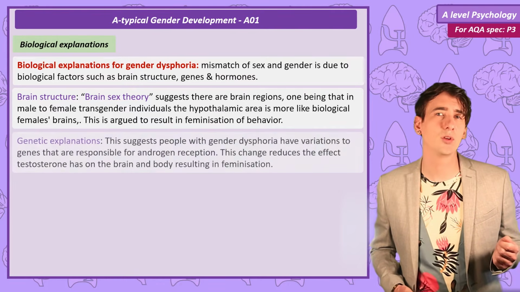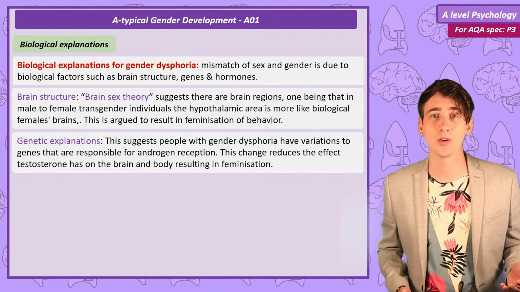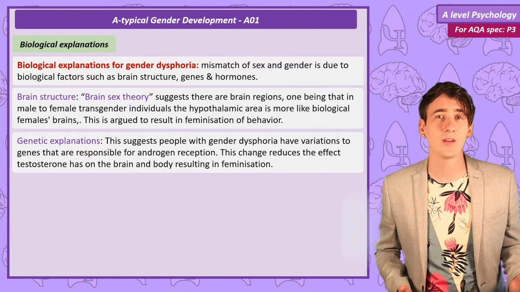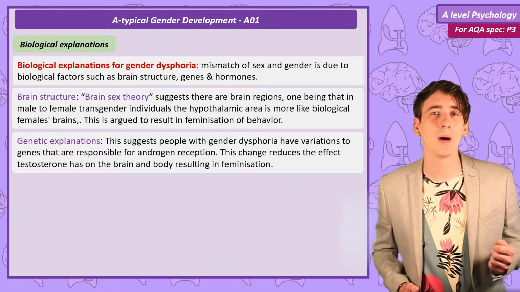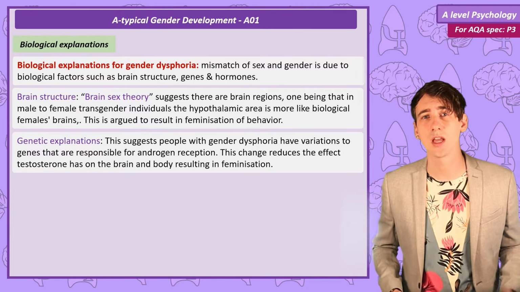If we say that atypical gender development is a genetic process, then what we're saying is a variation in genes leads to a biological process that changes gender expression.